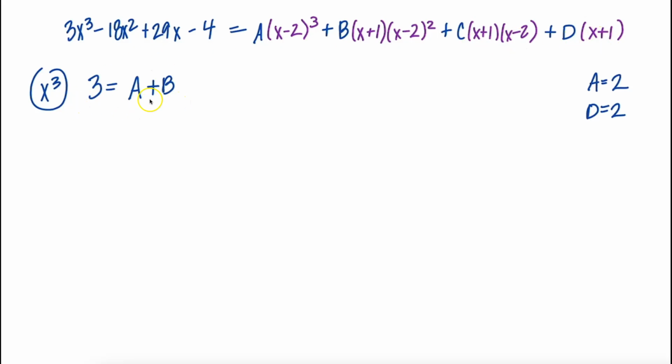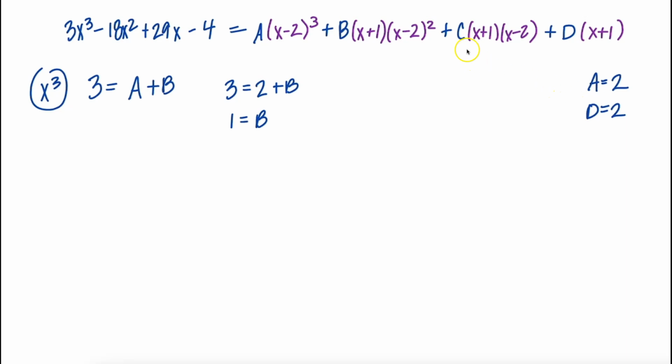So my equation that involves the coefficients in front of x cubed is just 3 equals a plus b, and a is 2. So we can solve for b right away. We get 3 equals 2 plus b, so b is equal to 1.